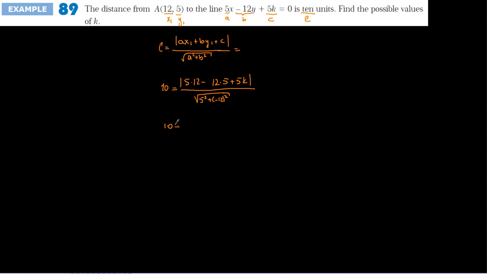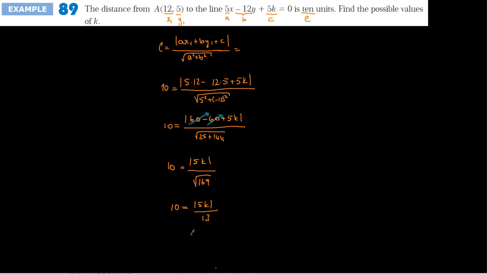Then it's going to be equal to 10 is equal to 60 minus 60 plus 5k in absolute value, all over the square root of 5 square plus 12 square, which is 25 plus 144. Then minus 60 and plus 60 simplify each other, they are going to be 0. Then it's going to be the absolute value of 5k, all over the square root of 169, which is equal to 13. So 10 is equal to the absolute value of 5k all over 13.